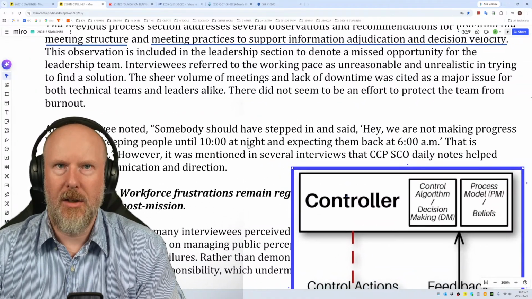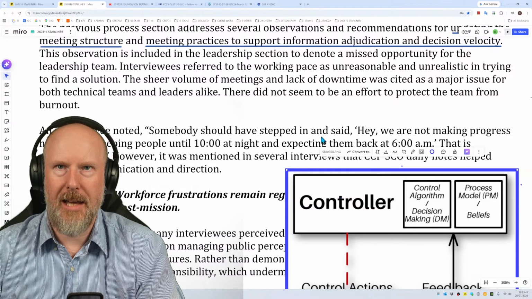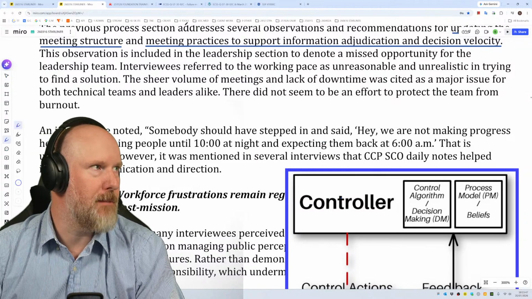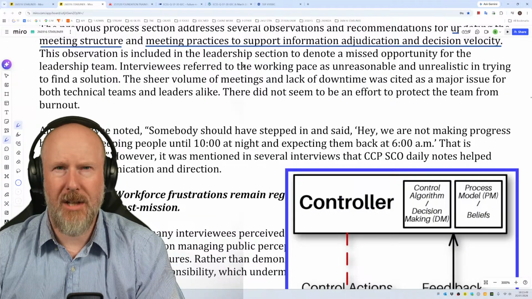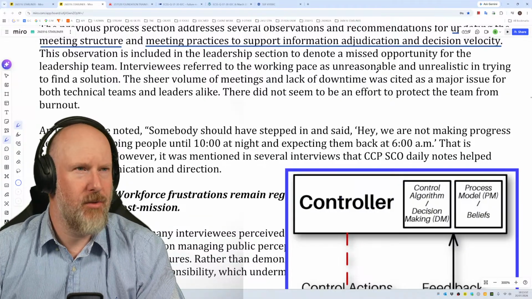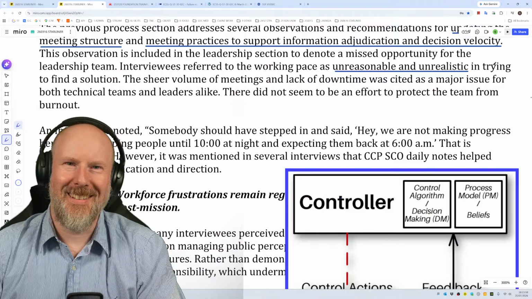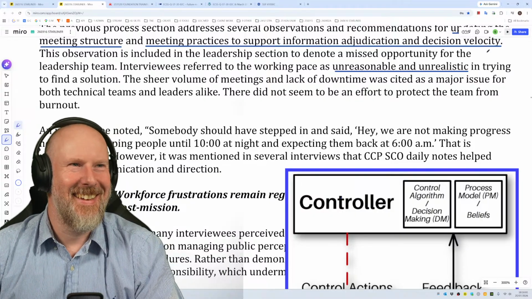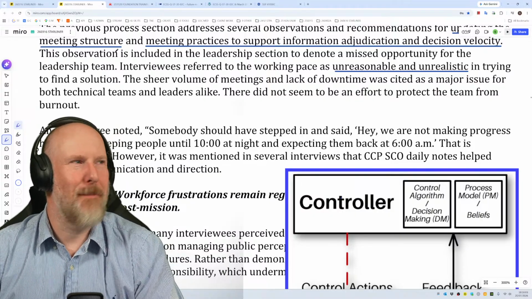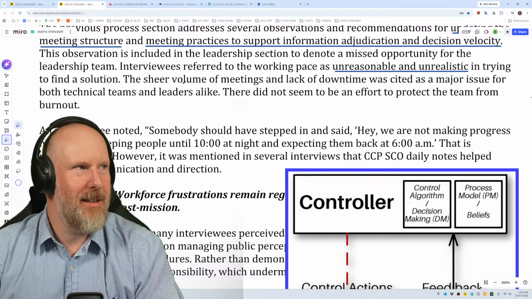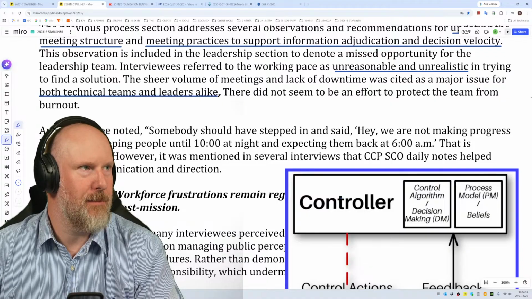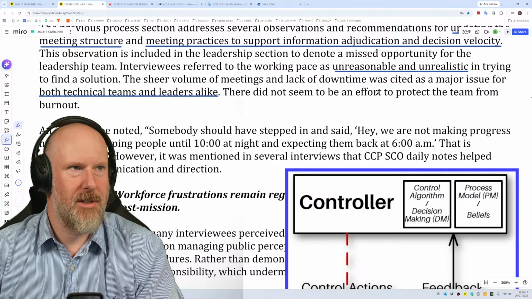This observation is included in the leadership section to denote a missed opportunity for the leadership team. Interviewees referred to the working pace as unreasonable and unrealistic in trying to find a solution. How many times have you experienced that in your career? It seems to be the rule rather than the exception. The sheer volume of meetings and lack of downtime was cited as a major issue for both technical teams and leaders alike. There did not seem to be an effort to protect the team from burnout.